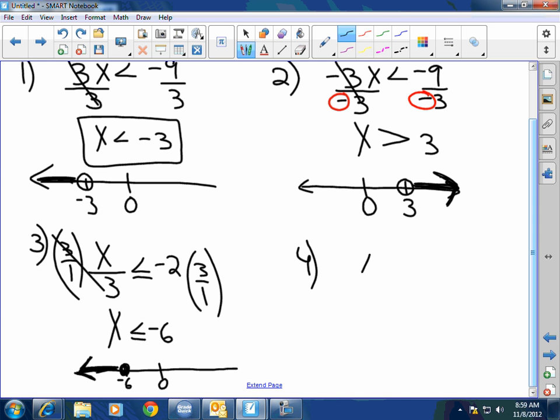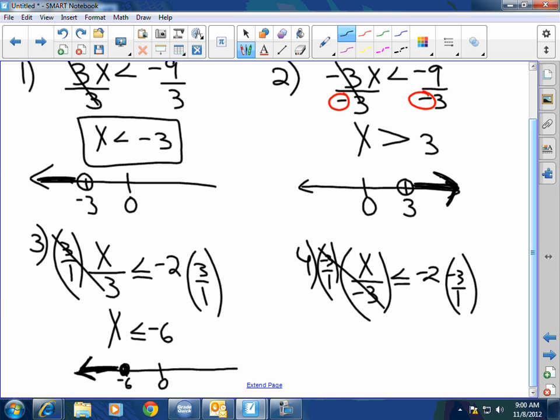Now, let me show you what happens when you multiply by a negative. Again, I'm going to keep that negative the same because it does not matter. What matters is what you're multiplying or dividing by, not what you're multiplying or dividing to. So in this case, I'm going to multiply by negative 3 over 1, the reciprocal. Did I multiply by a negative this time? So now I flip the sign, and that's going to be x is greater than or equal to 6.